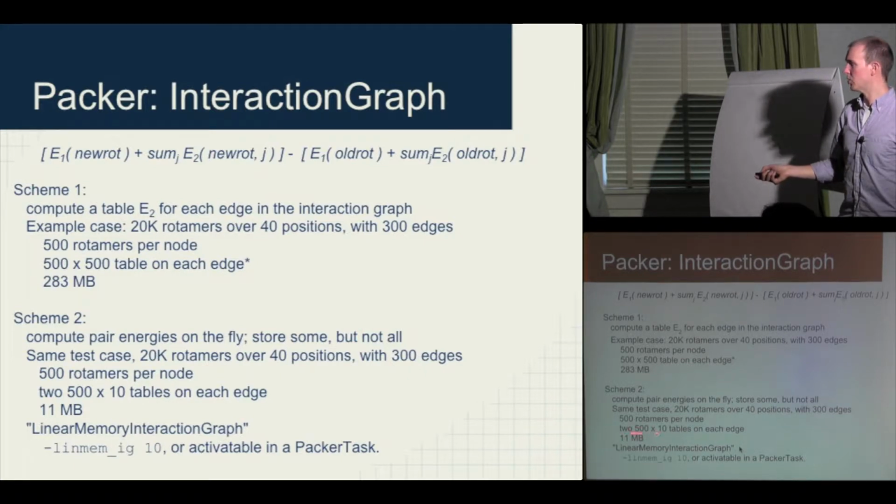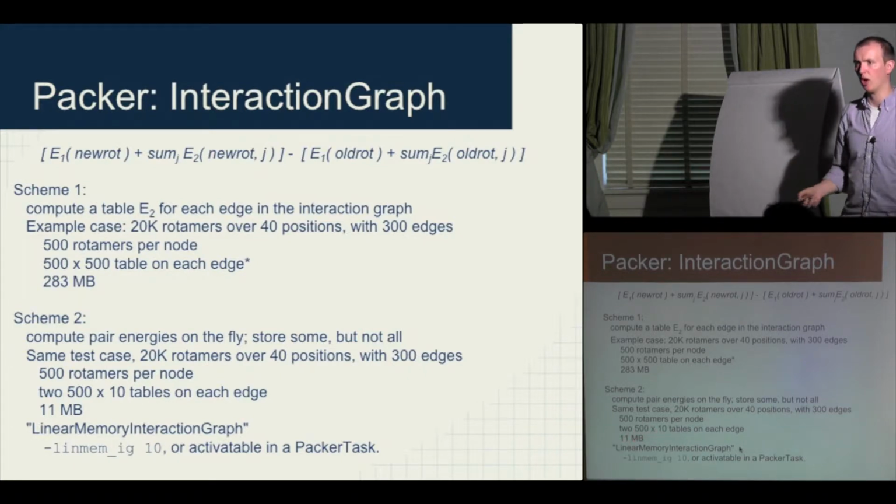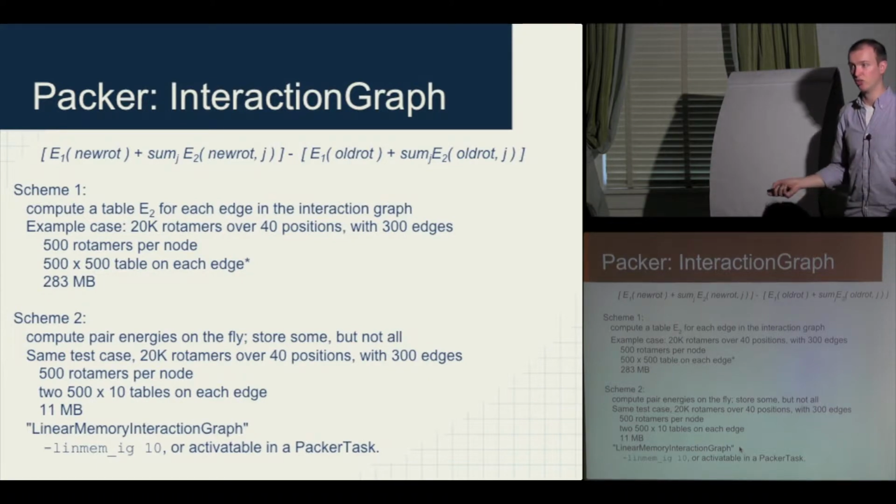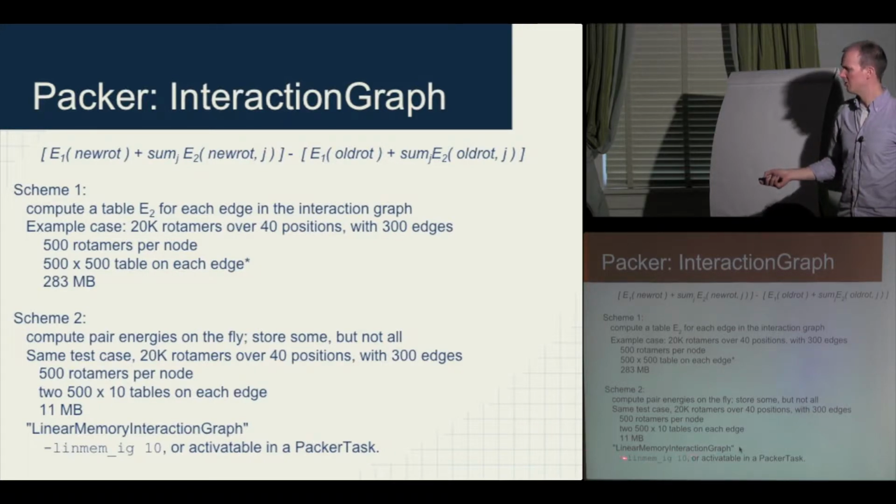This cuts down memory use considerably. So if you're on a system like a Blue Gene where there's very little memory and no virtual memory, and you really want to perform design, then this will save you a significant amount of memory. The scheme is called the linear memory interaction graph. Tim hinted at it a bit before. You can activate it with the flag linmem IG 10. 10 is the recommended number here. It's what corresponds to that 10 there.